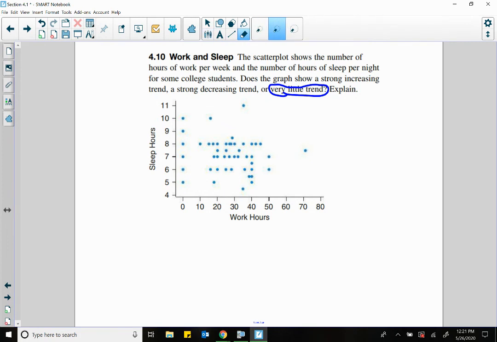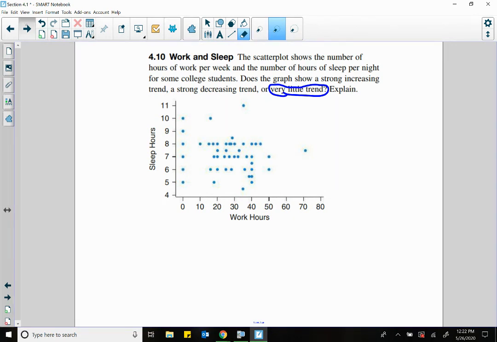So I would say there's very little trend because it doesn't look like it's forming a line. It doesn't look like it's increasing, so that as I work more, I get more hours of sleep. And it doesn't look like it's decreasing, where as I work more, I get less sleep, because people that work less also have low hours of sleep. So I would say there is very little trend here, if any.